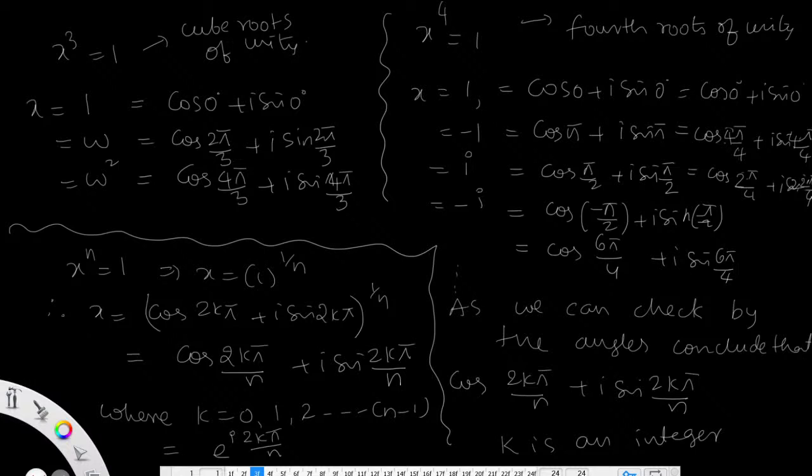By observing the angles we can conclude that the roots are cos 2kπ/n plus i sin 2kπ/n, where k equals 0, 1, 2, and so on up to n minus 1. That is in the Euler form, e to the power of i 2kπ/n. Next, I am doing the properties of these numbers. Write down as properties.